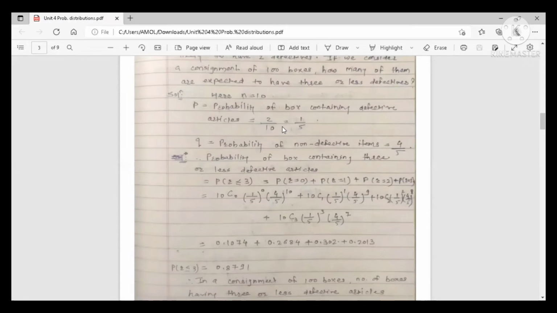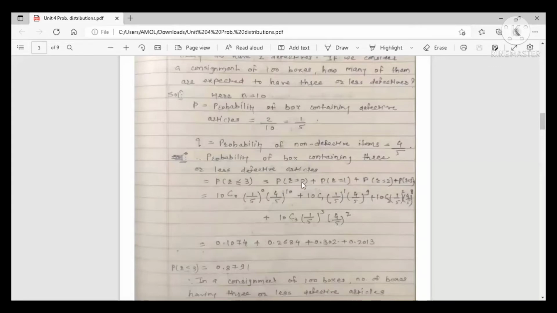The probability of a box containing 3 or less defective articles is P of R less than or equal to 3. How do we find it? You start from 0, because there may be 0 defective articles. So R is equal to 0, R is equal to 1, R is equal to 2, R is equal to 3. Then you add all the probabilities, because these are independent, mutually exclusive events. So you add P of R is equal to 0, 1, 2 and 3, that is, up to 3.